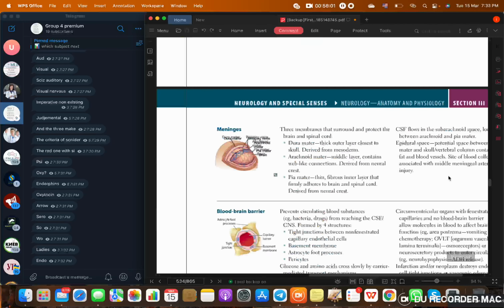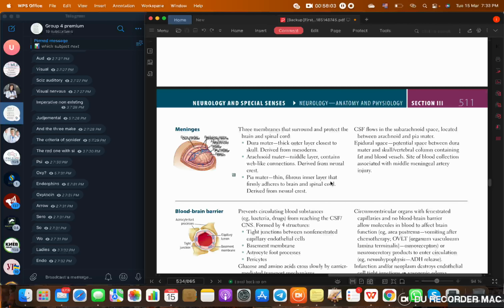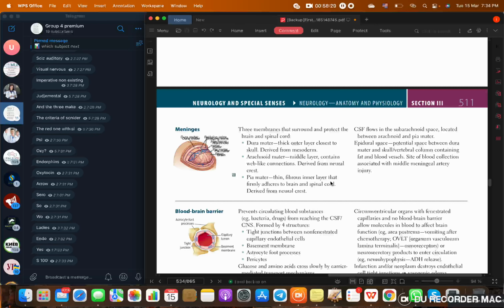So the next thing they write about is the arachnoid. Arachnoid means a spider-like net. So the arachnoid is the middle layer, and it contains a web-like connection. Arachno in Greek means spider. It's derived from neural crest. So let's say that you are going to stain it. It will stain positive too. S100, yes. Okay.